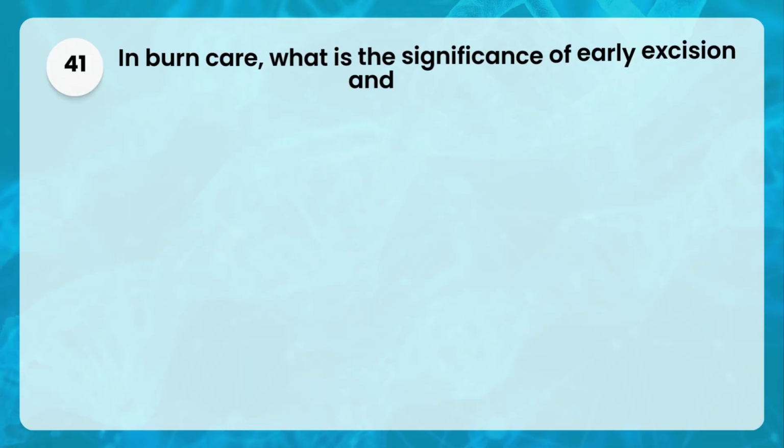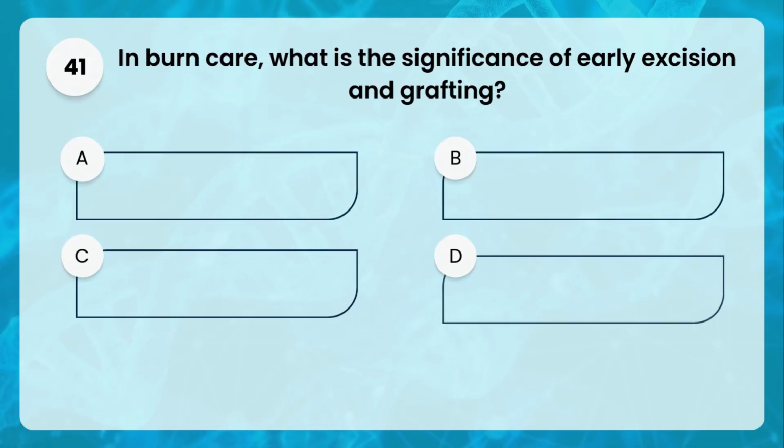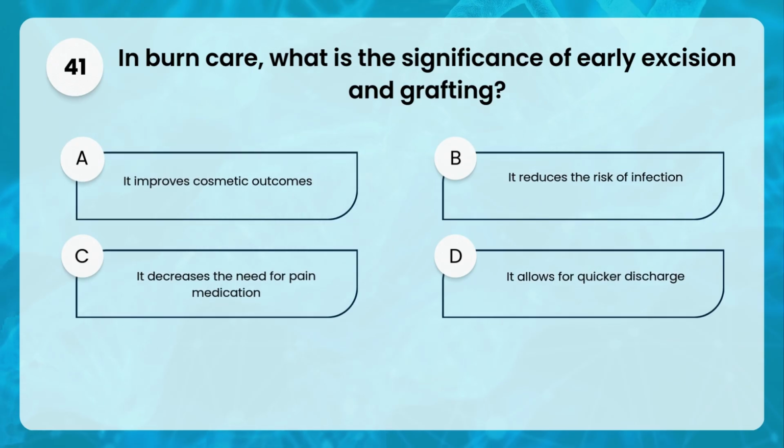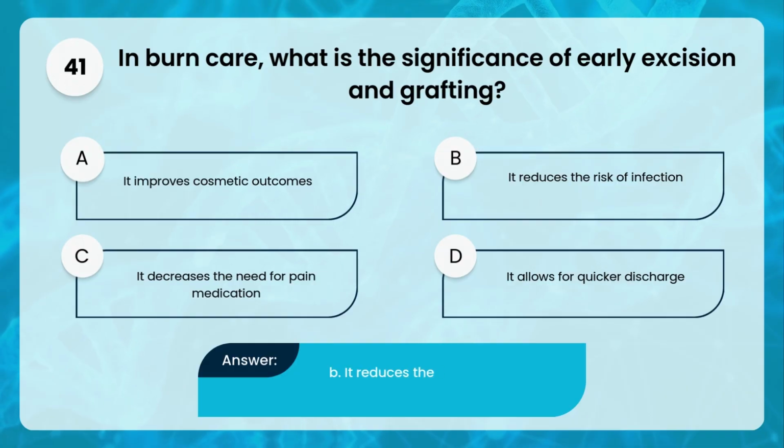41. In burn care, what is the significance of early excision and grafting? A. It improves cosmetic outcomes. B. It reduces the risk of infection. C. It decreases the need for pain medication. Or D. It allows for quicker discharge. The answer is B. It reduces the risk of infection.